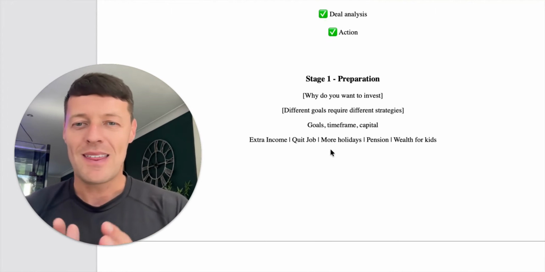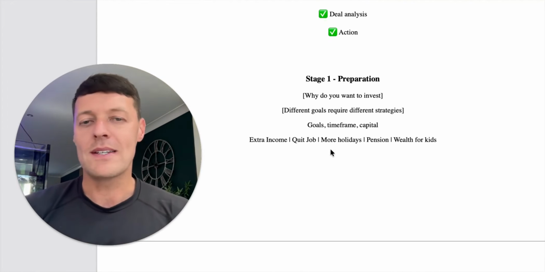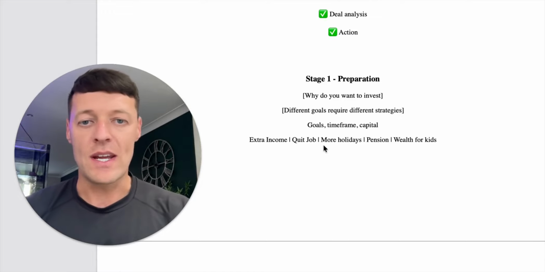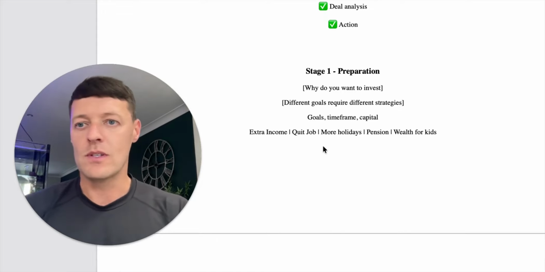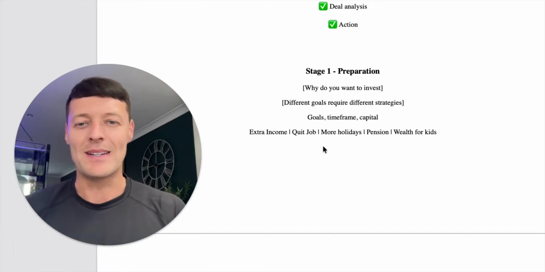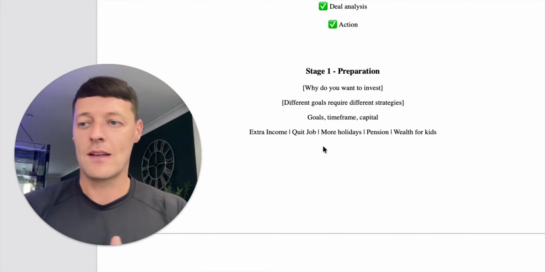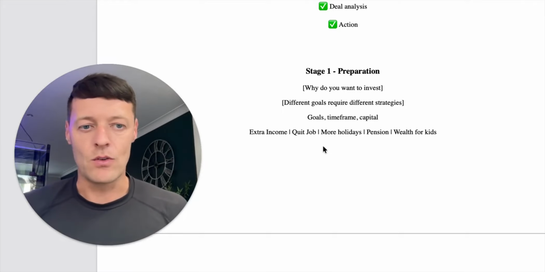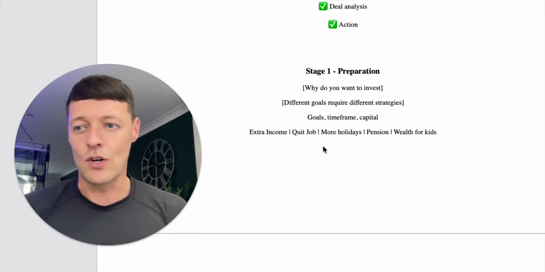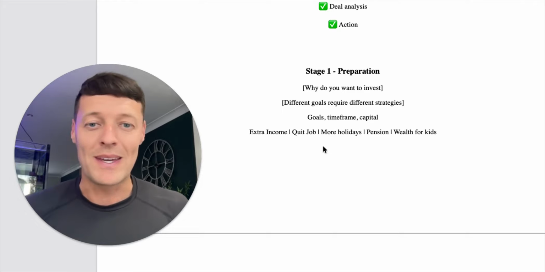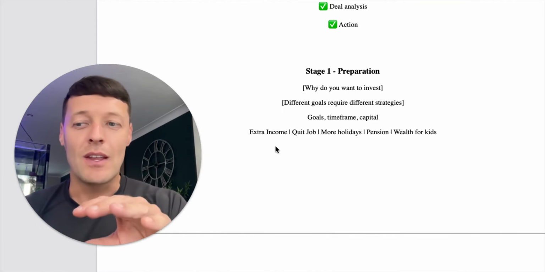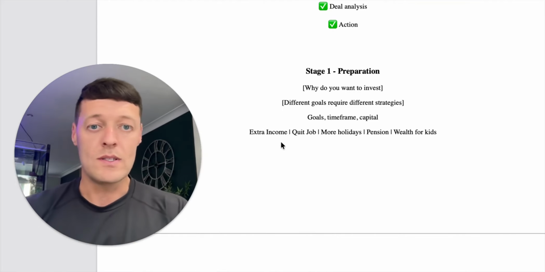So you need to think, what is it you want out of property? Is it extra income? Do you want to quit your job? Do you want to take more holidays? Do you want to build a pension for the future? Do you want to leave your kids a lot of wealth? Do you want to give yourself another job, get your hands dirty and start refurbing properties? Does that make you happy? Okay, you've got to think and write down exactly what you want out of property.